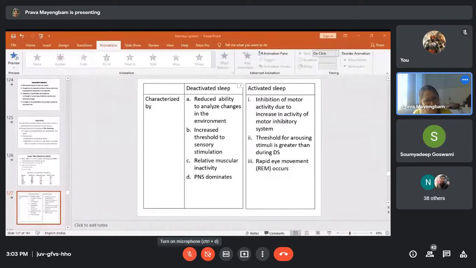Next point. There will be increased threshold to support that.